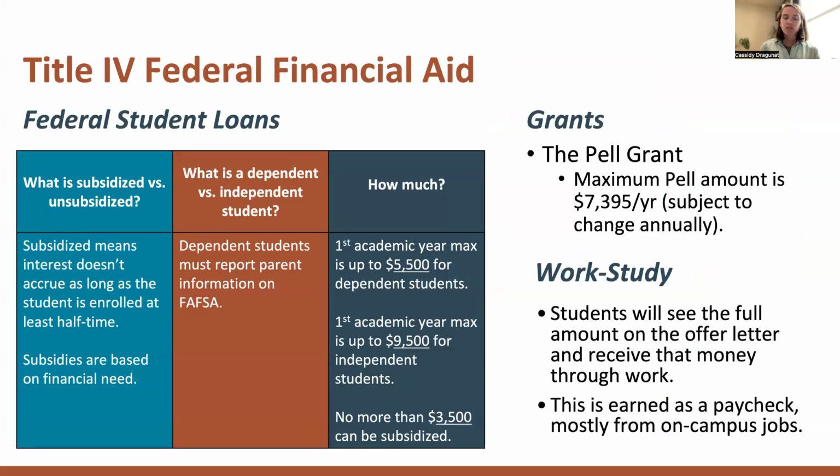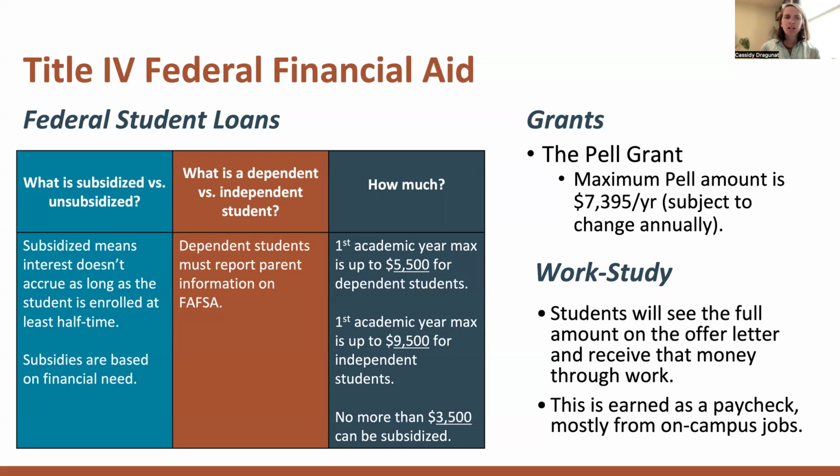So Title IV aid, or federal financial aid that students can qualify for by completing the FAFSA, includes federal student loans. So students can qualify for a subsidized or unsubsidized loan. A subsidized loan means that the interest doesn't begin to accrue until after the student completes college, as long as they remain enrolled at least half time. And so being able to qualify for a subsidized loan is dependent on financial need. The unsubsidized loan, where interest begins to accrue immediately, is available to any student who completes the FAFSA.